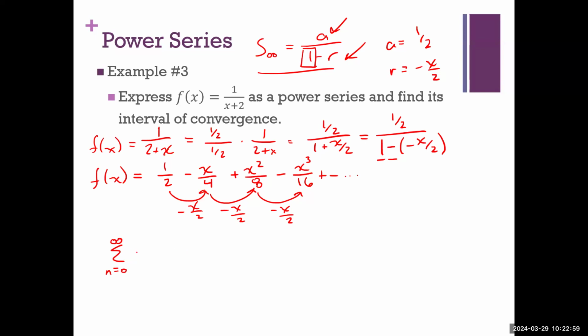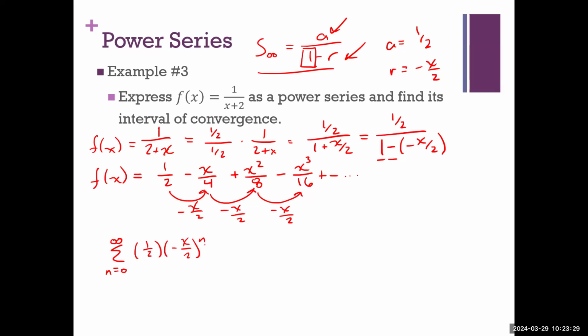X over 2 to that power. Negative x over 2 to the power of n. Does this work? If n equals 0, what's the first term? It should just be 1, but that's also not okay. If we put a half in front, so 1/2 times negative x over 2 to the n.